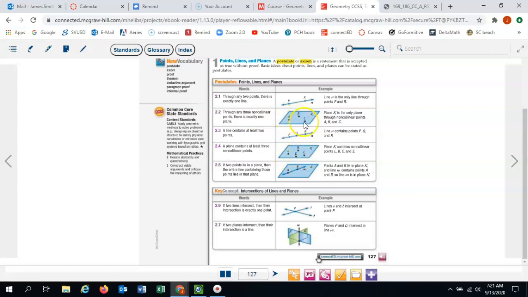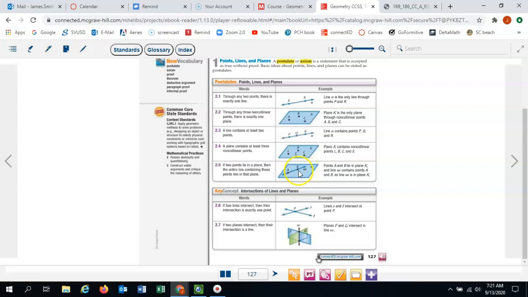So really the same idea. It's just that they're saying it backwards. So we're starting with one idea and ending with the other. If 2 points lie in a plane, then the entire line containing those points lies in that plane.